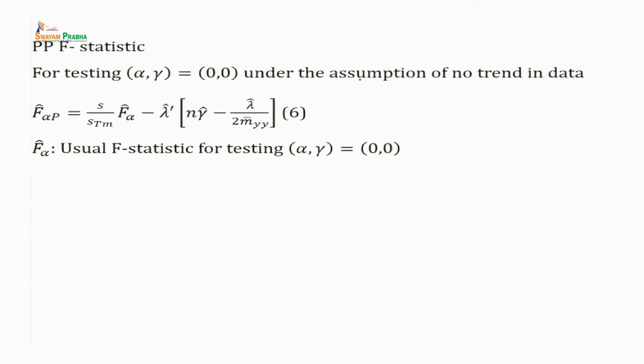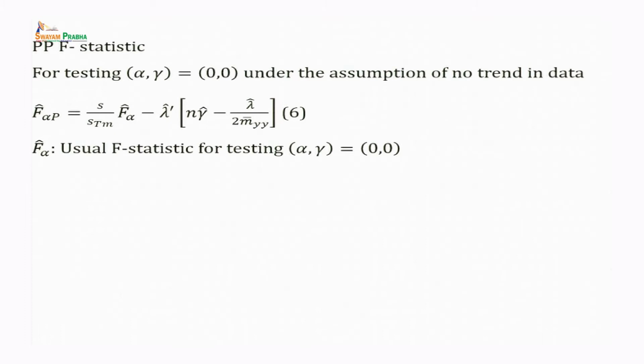And suppose you want to test this hypothesis simultaneously, alpha gamma equal to 0 0. Means previous test statistics were for testing the significance of a single coefficient. This test statistic is for simultaneously testing the hypothesis that alpha is equal to 0, gamma is equal to 0.